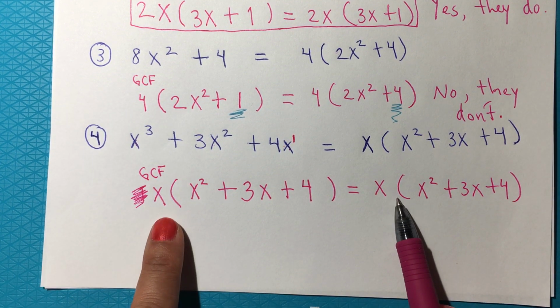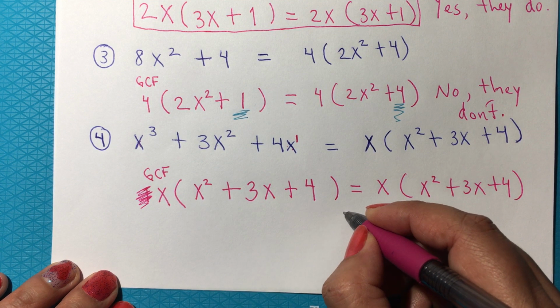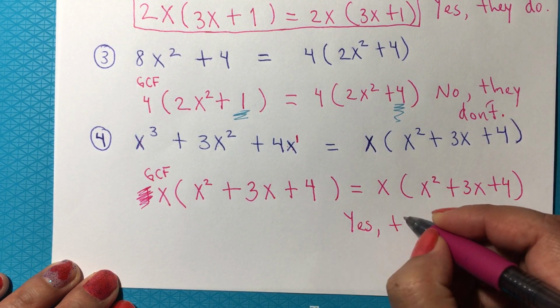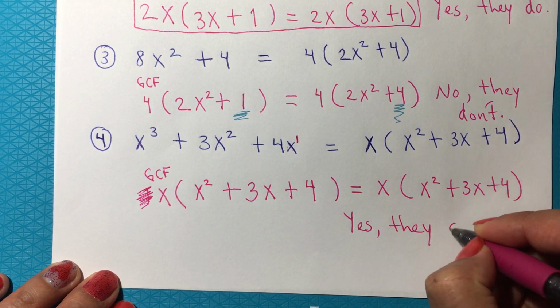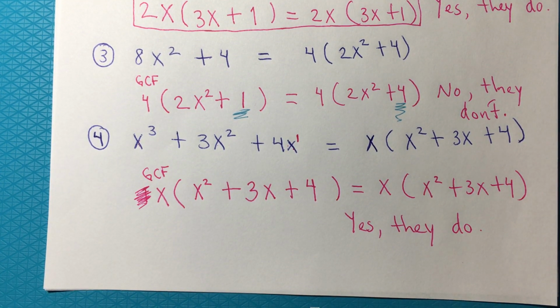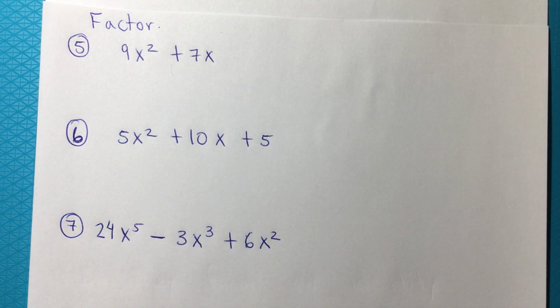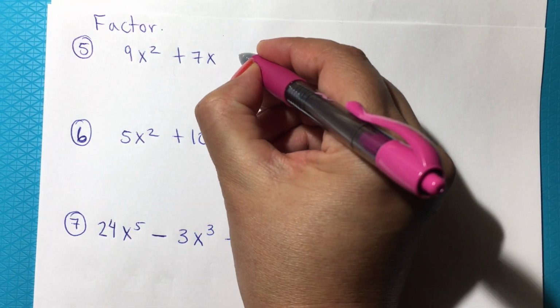And then we check. Do they have the same terms? Yes, so we say yes, they do, because they form an identity. Okay. For the next one, we're just going to factor using the greatest common factors to find what is equivalent.